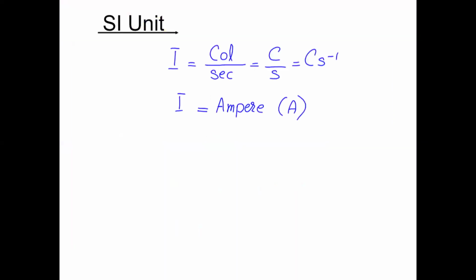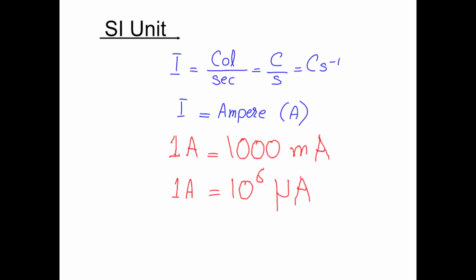Now, SI unit. I is equal to Q upon T. The unit of Q is Coulomb and the unit of time is second. So it's Coulomb per second, which is C S minus 1. I is equal to ampere, which is the summarized version of the unit. Coulomb per second is C upon S, which is ampere. 1 ampere is equal to 1000 milliampere.